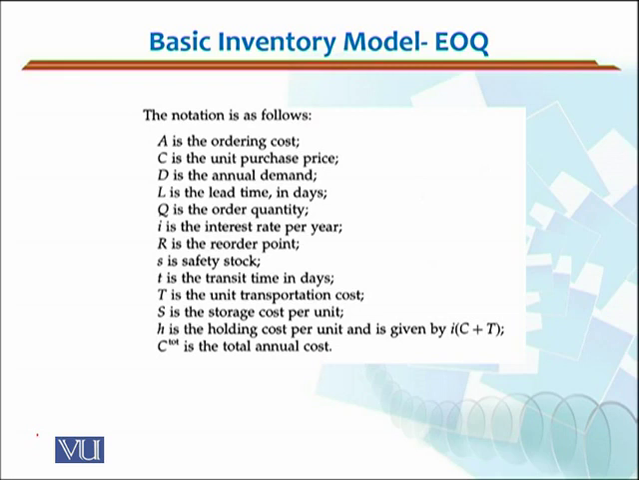S is the storage cost per unit, and H, small h, is the holding cost per unit and is given by I times (C plus T). That means holding cost would be the interest rate per year multiplied by C, defined as the unit purchase cost, plus big T, the transportation cost. And C total is the total annual cost.